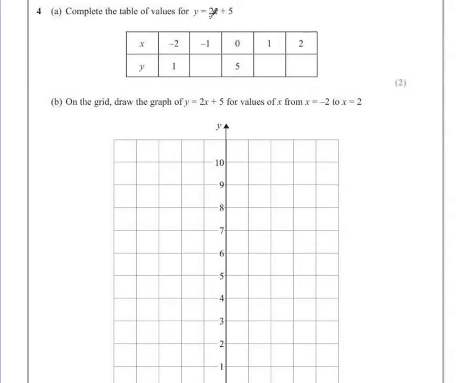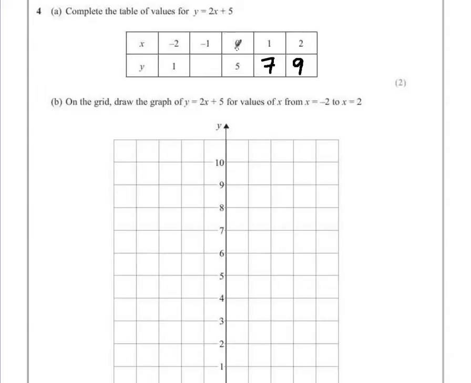2x plus 5, 2 times 1, add 5. So that's going to be 7, so our first answer to go with x is 1, y is 7. Likewise, when x is 2, that's 2 times 2, which is 4. 4 add 5 is 9.